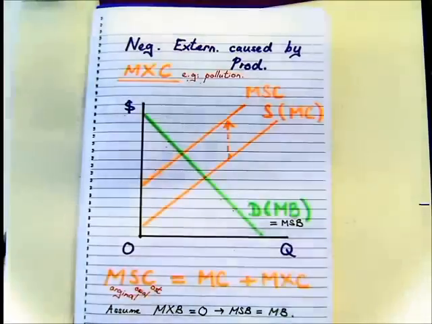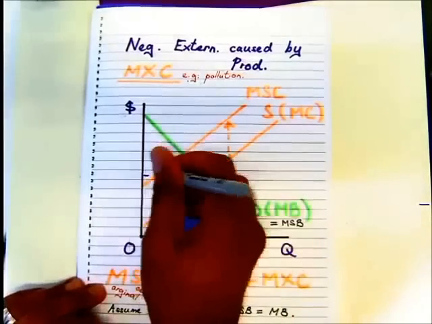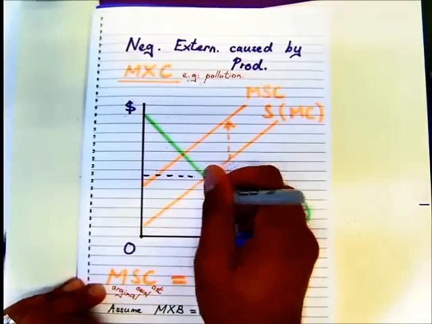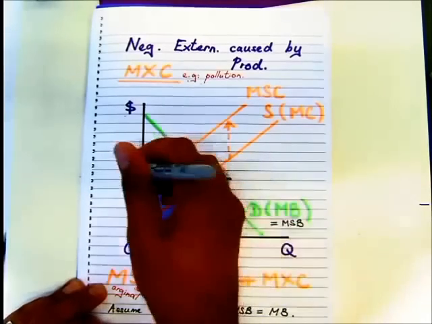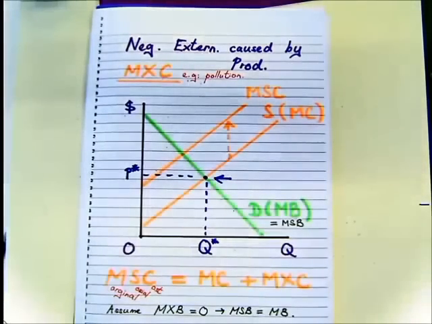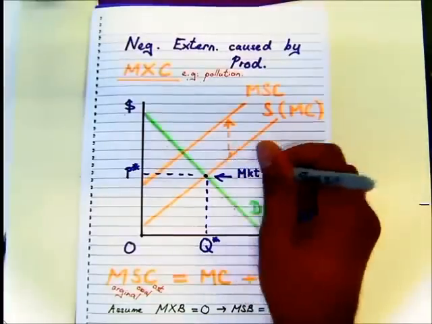So remember, the firm is producing at this point. This is the market equilibrium. The market is producing Q star and charging a price of P star. This is known as the private market equilibrium.